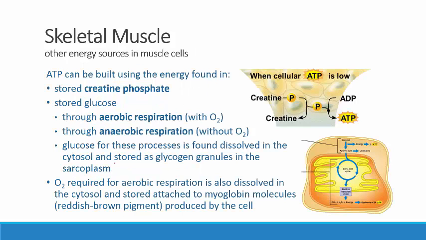First, the second and most easily accessible form of energy is found in a molecule called creatine phosphate. So we can quickly build ATP molecules using stored creatine phosphate molecules. That's the fastest, quickest way to get some energy. We also store glucose in muscle cells. If you recall, glucose is stored as glycogen granules in the sarcoplasm. So they're in the cytosol of the muscle cell. We have glycogen sitting around.